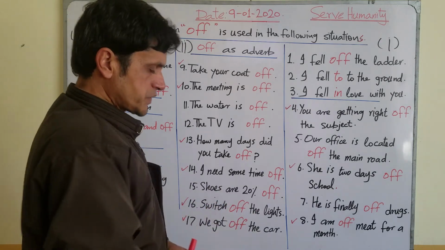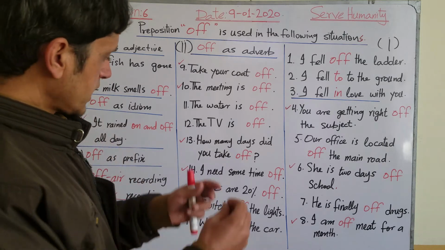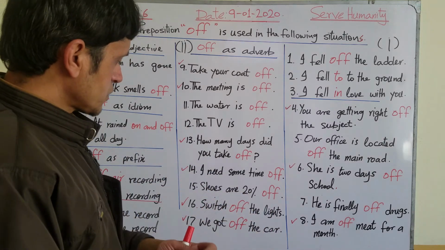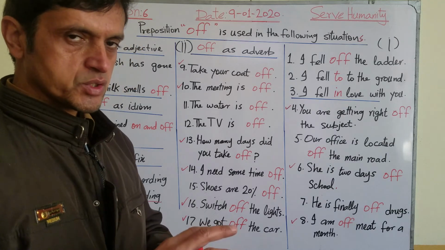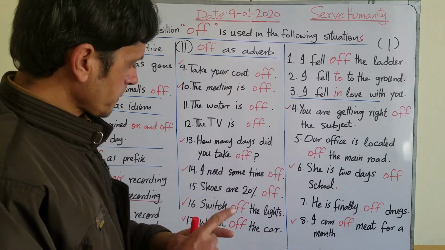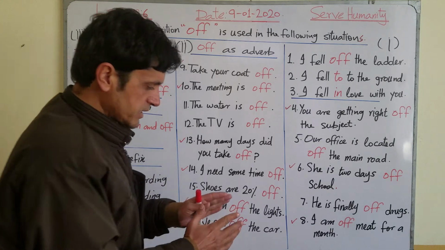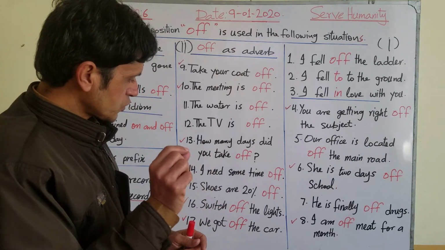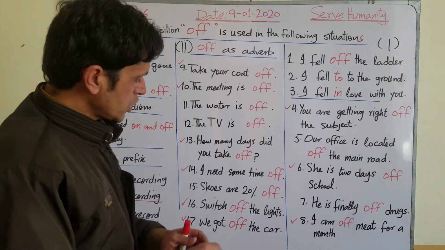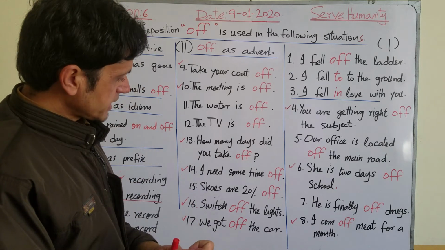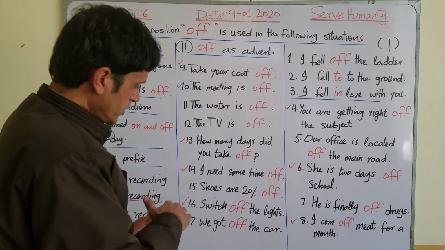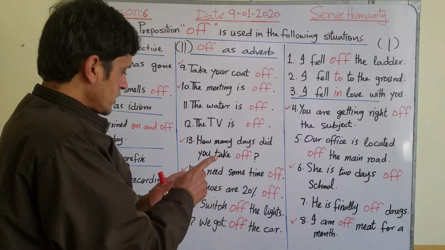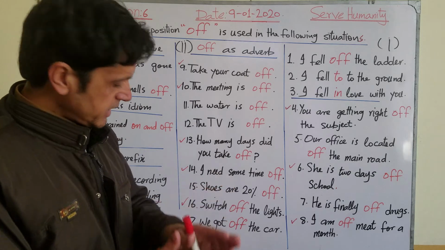Switch off the lights. Light band karo, or switch on the light, light lagao. Switch off the light means light band karo. Switch on the light, light lagao.